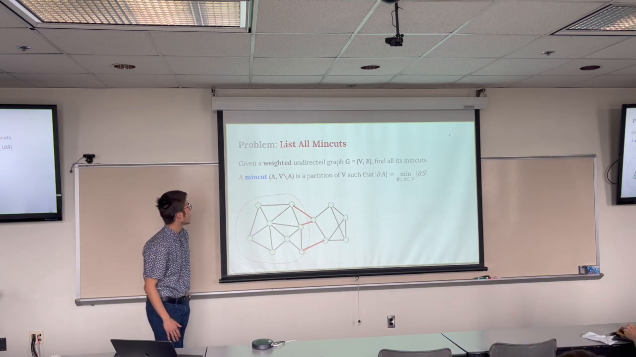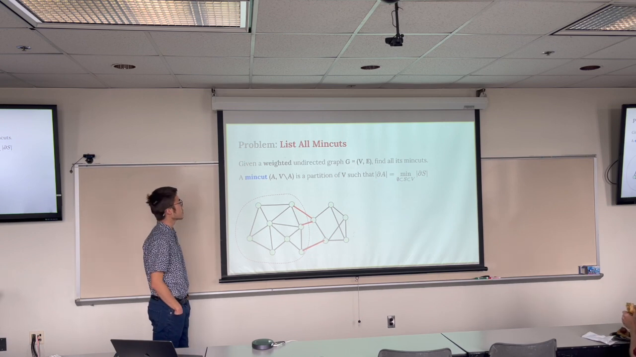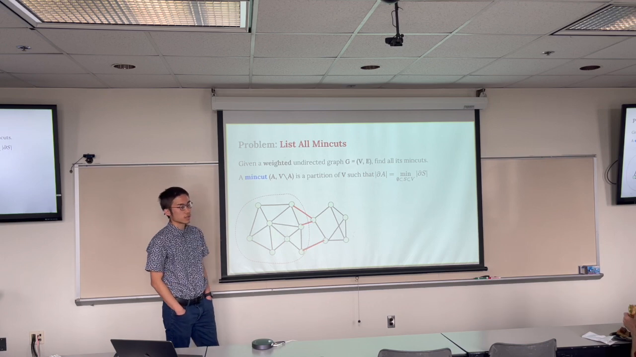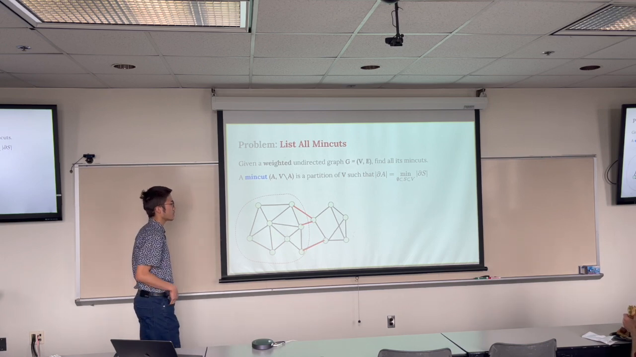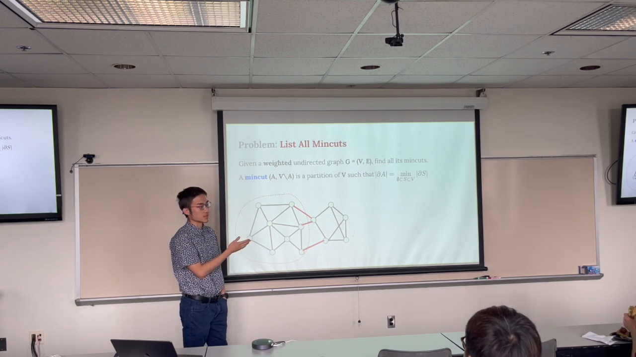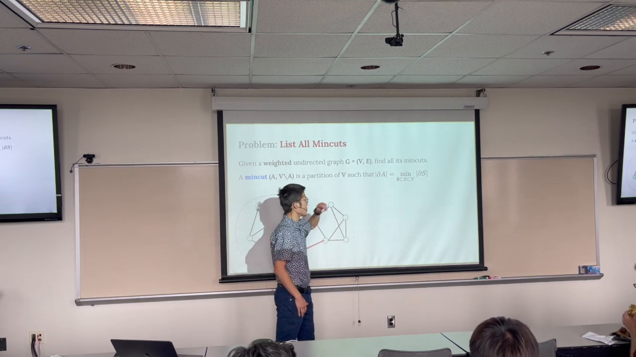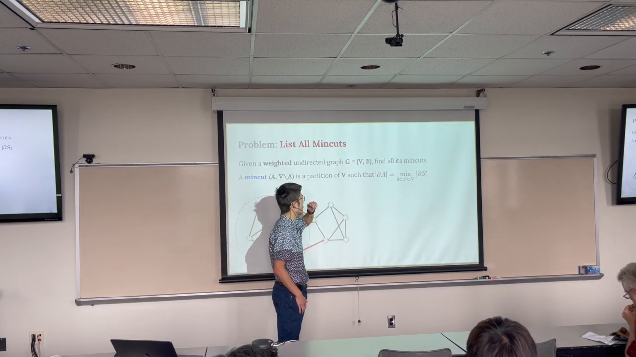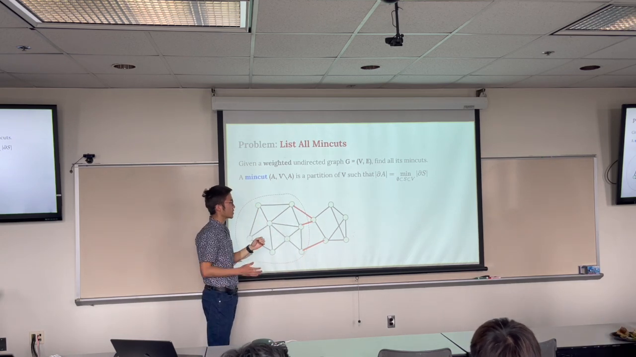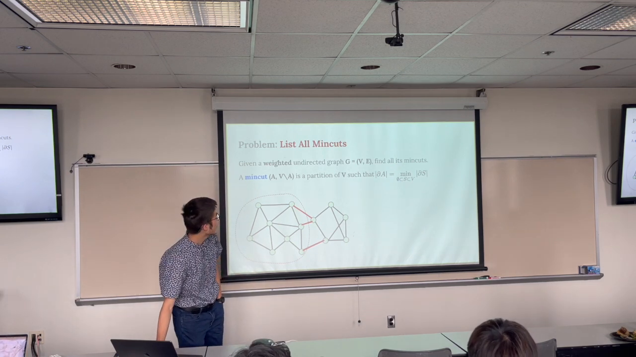So let me remind you of the basic definition of a Mincut. We are given a weighted undirected graph G, and the problem is to find its Mincut. A Mincut is a partition of the vertex set such that the boundary is minimal. This is a simple version if the graph is unweighted; in general you can have weights on the edges, so that the cut is defined by the minimum of the total weight of the edges.